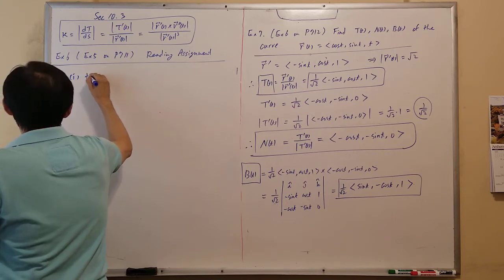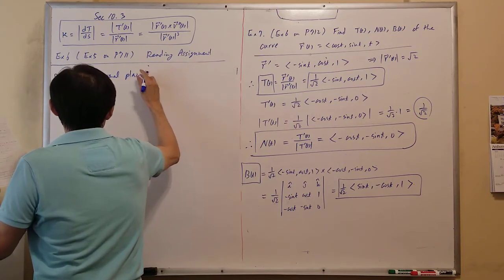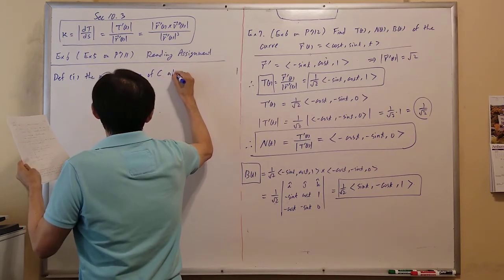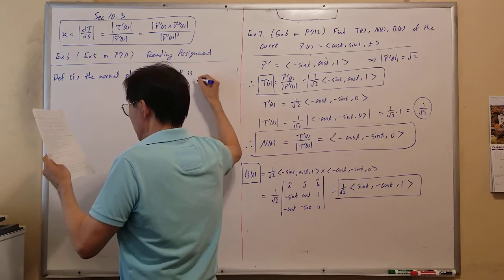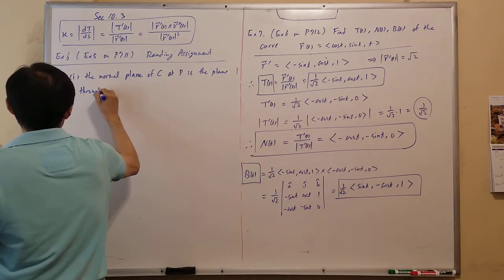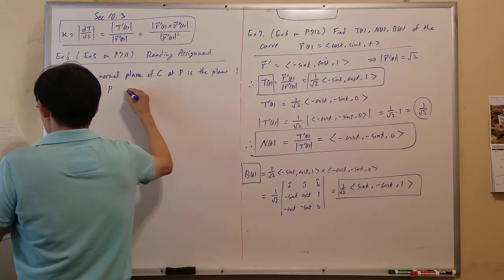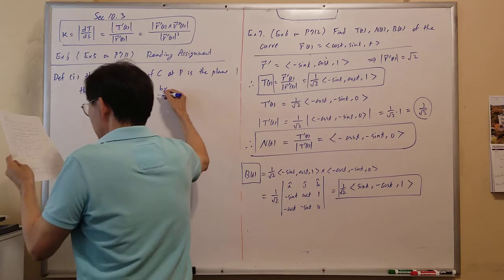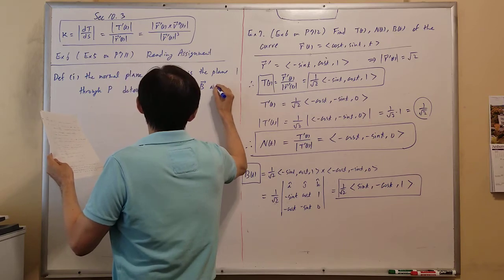First, the normal plane of the curve C. Normal plane of C at P is the plane through the point P and determined by N and B at the point P.